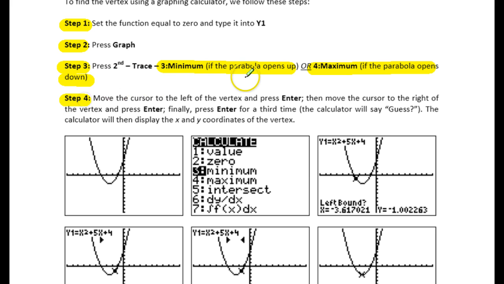Now step 4, you're going to move the cursor to the left of the vertex first and press enter. Then you go to the right of the vertex and press enter. So basically the vertex is in the middle. You chose the left side and the right side. Then you hit enter and it'll give you the answer.